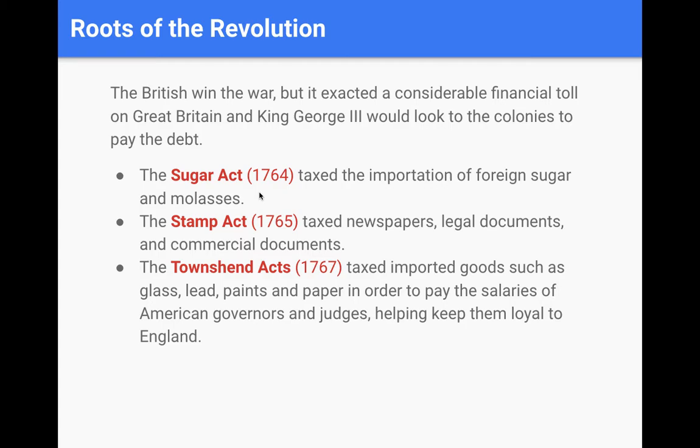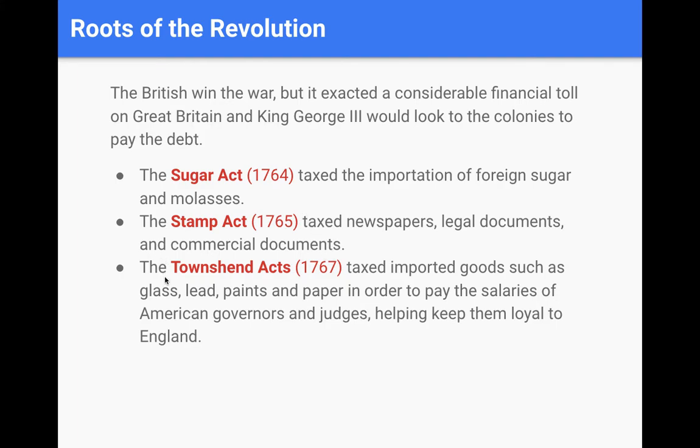Right, the South's economy was mostly on growing things. The North's economy, especially places around Massachusetts, is all built on commerce. Okay? It's all about shipbuilding and trade. That is what drives that economy. So the northern colonies are feeling this a lot more than the southern colonies. This is why a lot of things started happening in Massachusetts too.